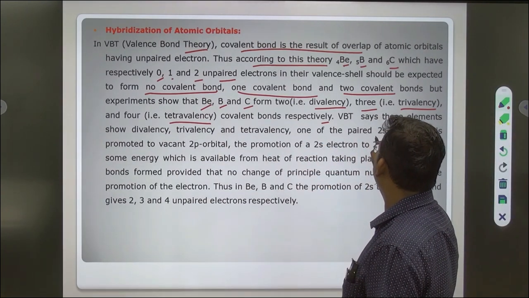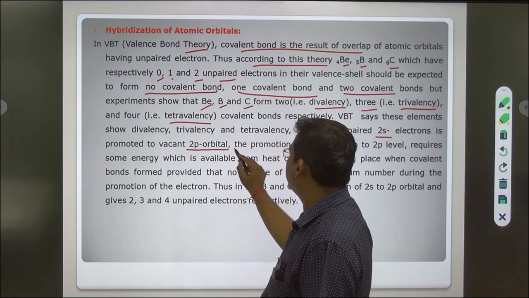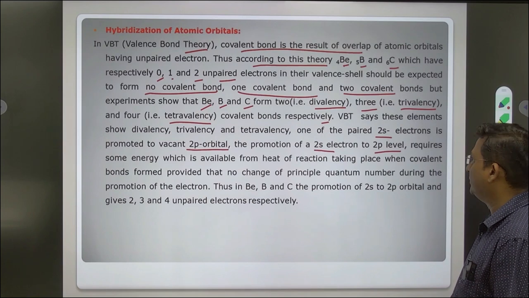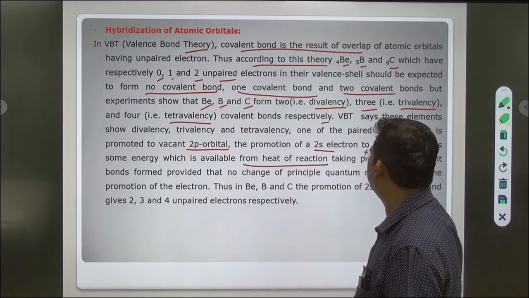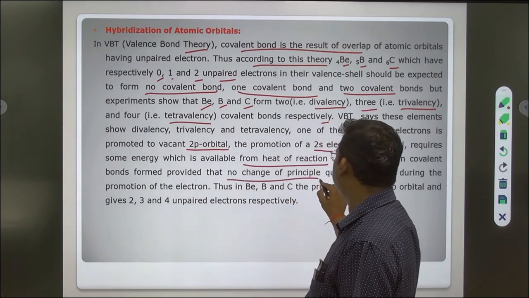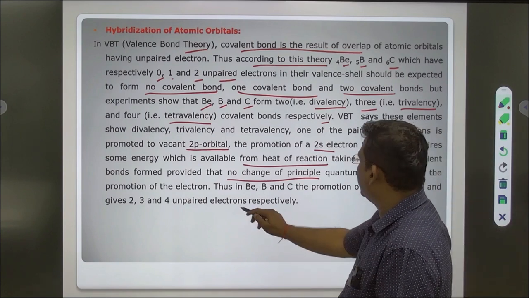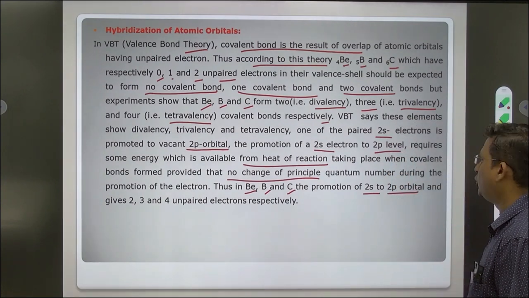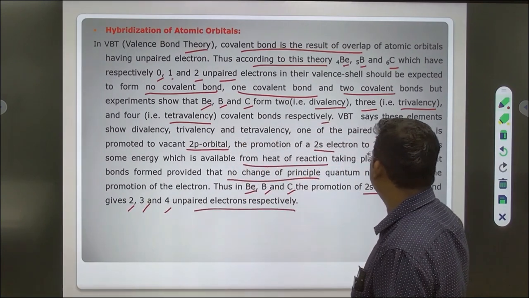One of the paired 2s electrons is promoted to a vacant p orbital. Promotion of a 2s electron to the 2p level requires some energy, which is available from the heat of the reaction taking place when the covalent bond is formed, with no change of principal quantum number during the promotion of the electron. Thus, for beryllium, boron and carbon, promotion of 2s to 2p gives 2, 3, 4 unpaired electrons respectively.